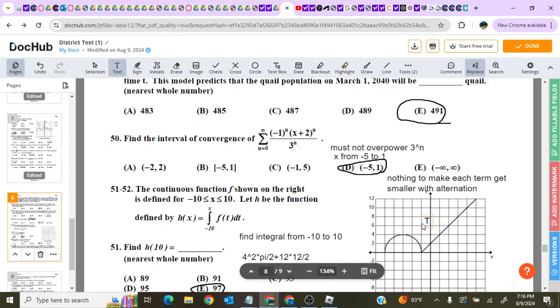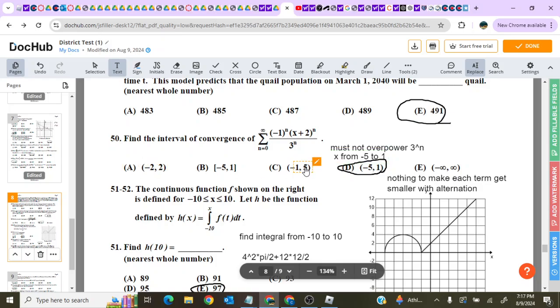50, find the interval of convergence of this equation. What we need to do is make sure that this (x plus 2) to the n does not overpower the 3 to the n. Otherwise, it will not converge. In other words, the absolute value of x plus 2 has to be less than or sometimes equal to 3. So your bound is negative 5 to 1.